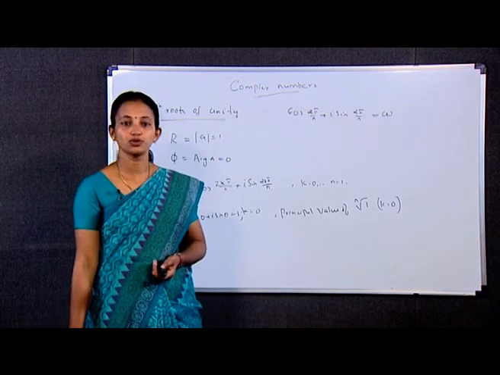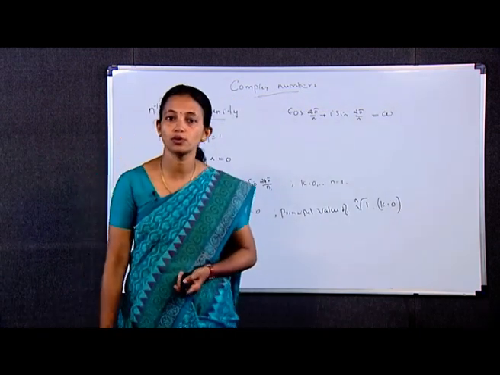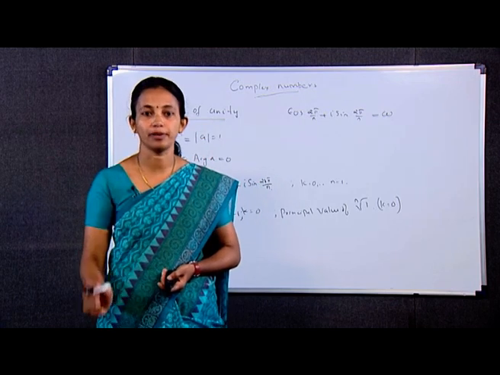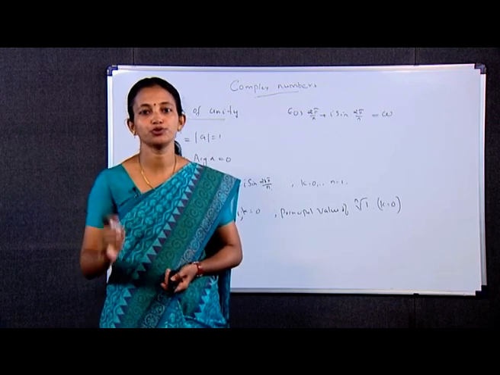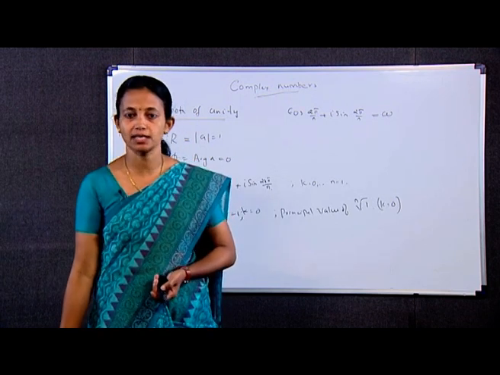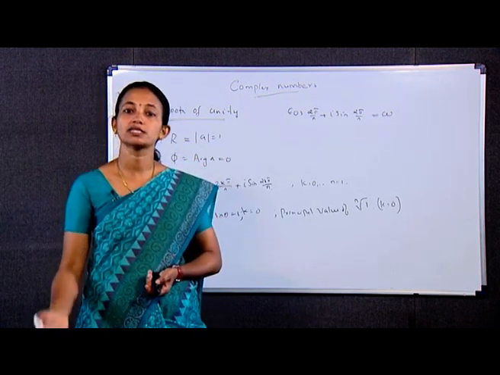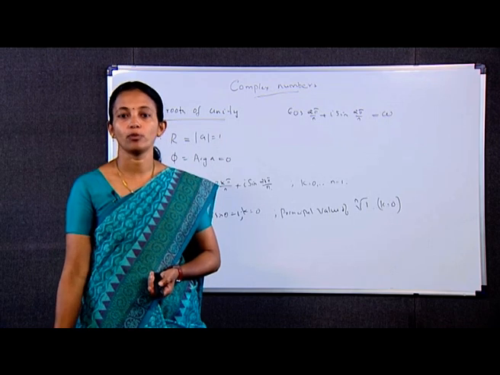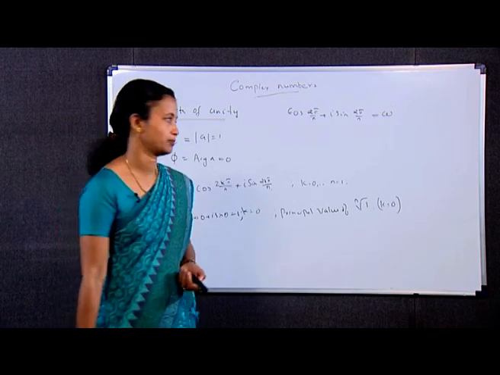When k is equal to 2, we have the nth root of 1 equal to cos(2 into 2 pi by n) plus i sin(2 into 2 pi by n), which we can write as (cos(2 pi by n) plus i sin(2 pi by n)) whole square, that is equal to omega square by De Moivre's theorem.